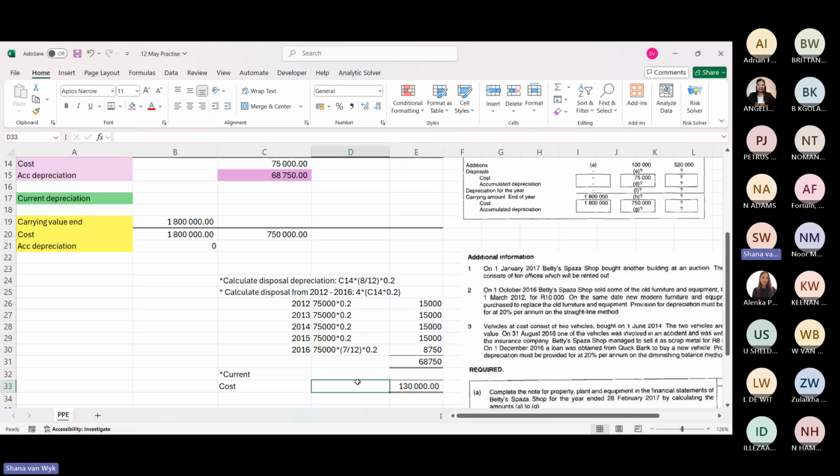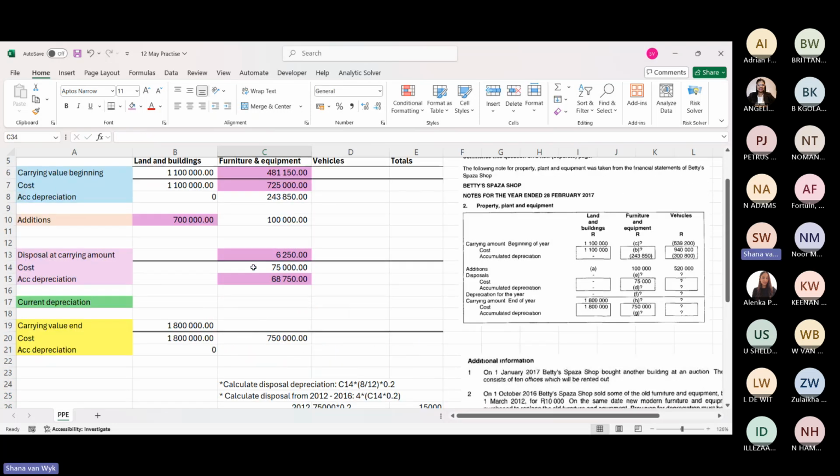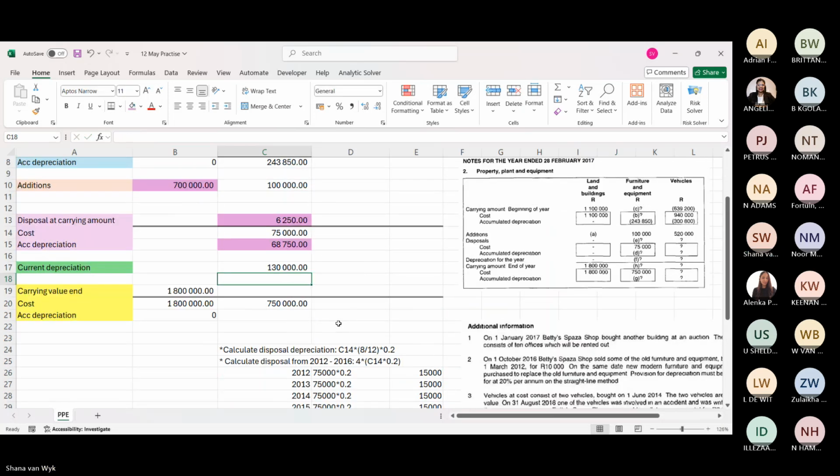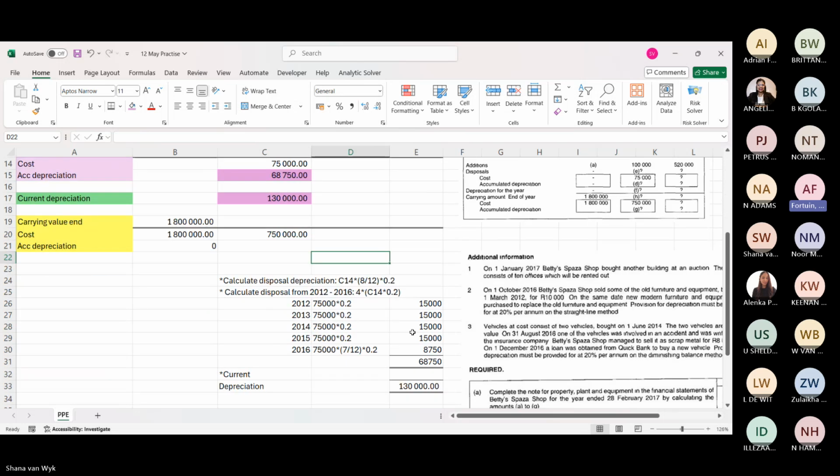For current depreciation. So I'm just going to go here. Say this one. Okay, and this one. Is that your answer, Shauna? I think so. Wait, there's a mistake. There's a mistake. Review it. Okay, review that. Guys, where did I go wrong?